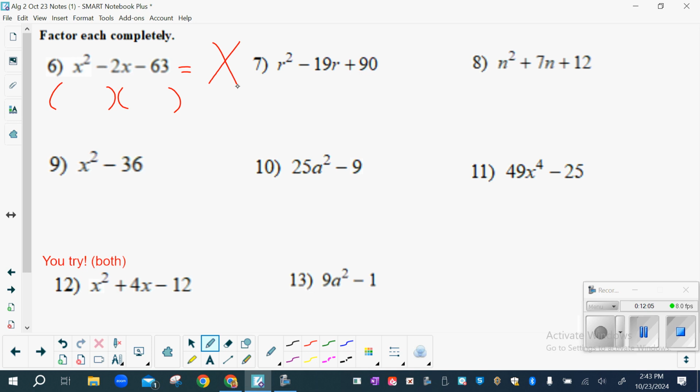And your goal is to eventually do this in your head. So if you don't like to use the x, you don't have to. I don't care what method you use. You can use whatever method you want. So you're going to take that last term, the term that does not have any variable with it, negative 63. And then we're going to take the coefficient of the middle term, in this case, negative 2. So we're going to figure out what multiplies to negative 63, and then what adds to negative 2.